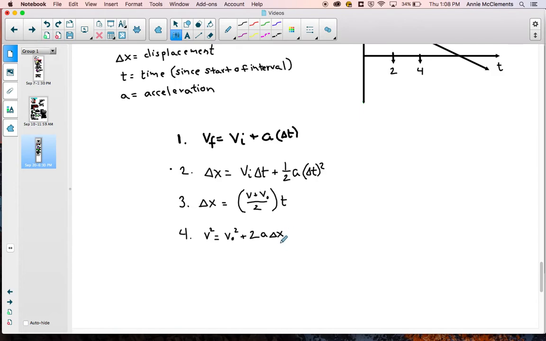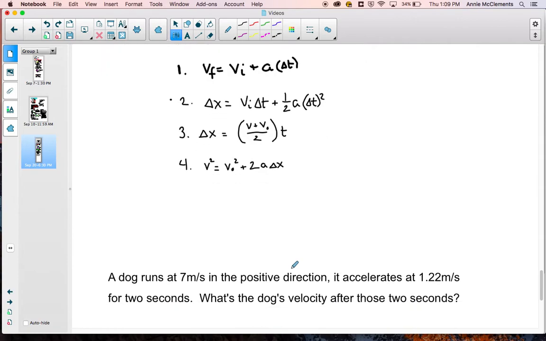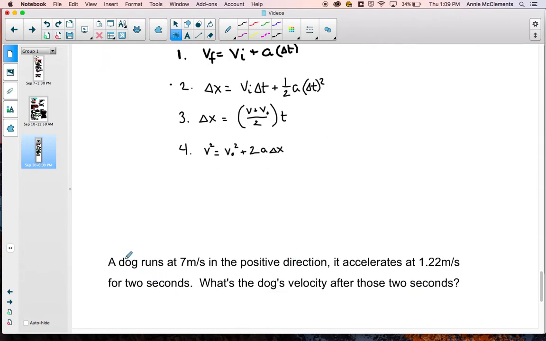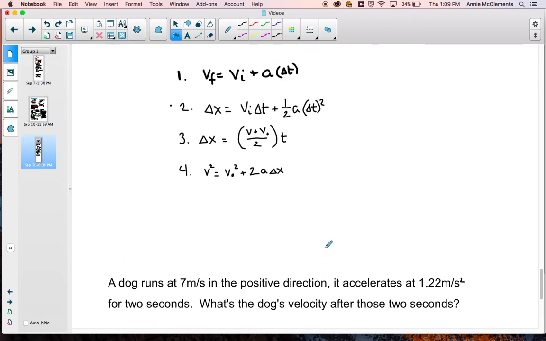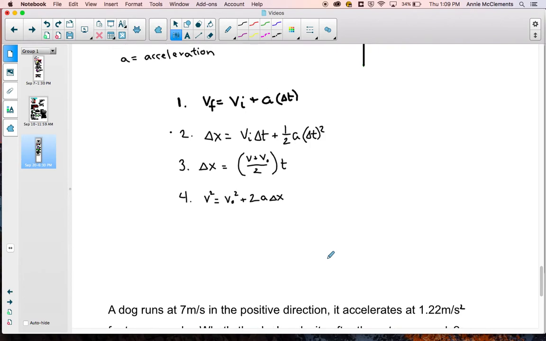Because they can be really helpful for solving word problems like this one. A dog runs at 7 meters per second in the positive direction. It accelerates at 1.22 meters per second squared for 2 seconds. What's the dog's velocity after those 2 seconds? So we can use one of these equations to solve this problem. The question is, which one is appropriate?